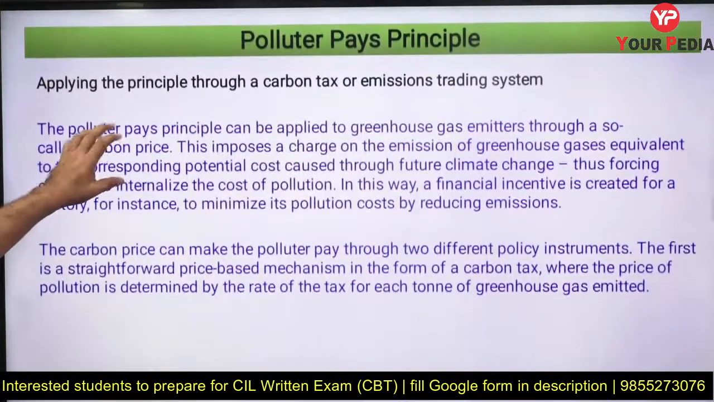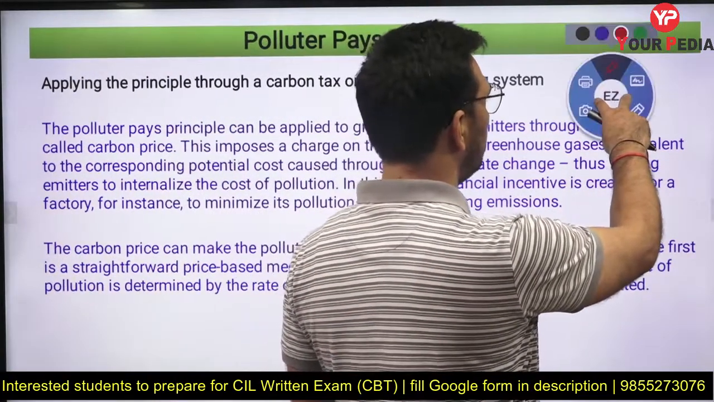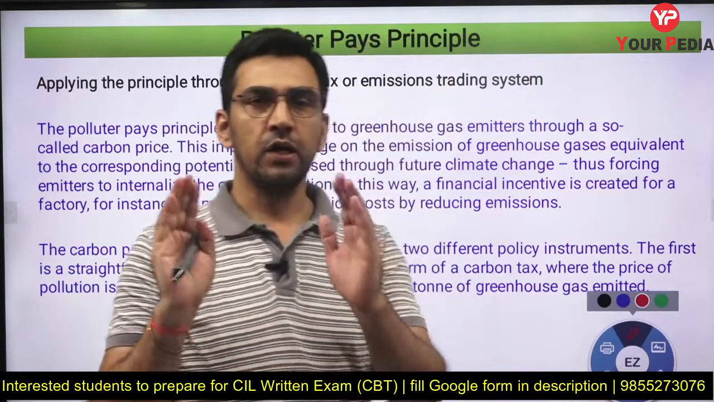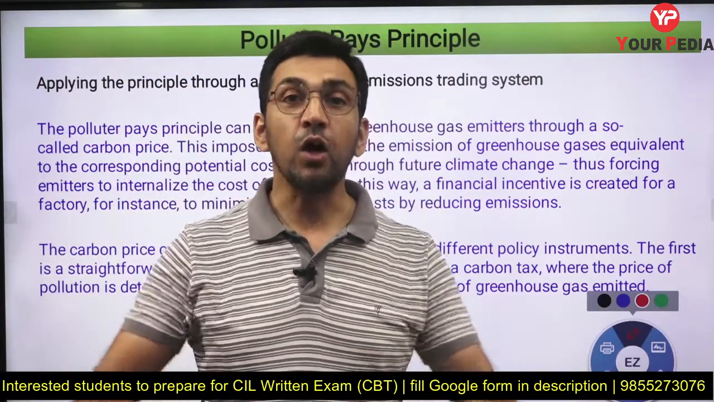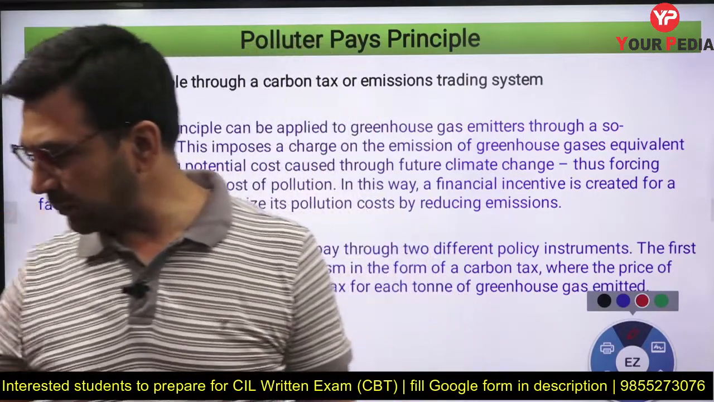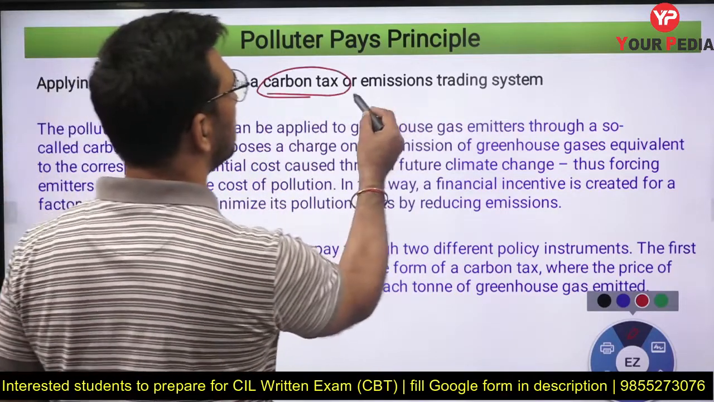Now what should we do, how do you have to pay? This part deals with how you should make the polluter pay. One part is that you say, okay, make the polluter responsible for paying for the pollution he is making, but how should he pay? You should have some kind of mechanism, right? So that mechanism is mentioned over here. That mechanism is through carbon tax or an emission trading system.